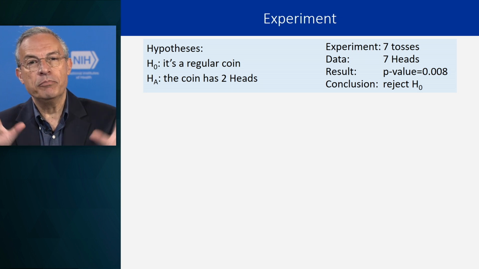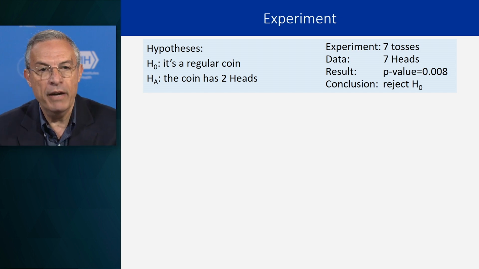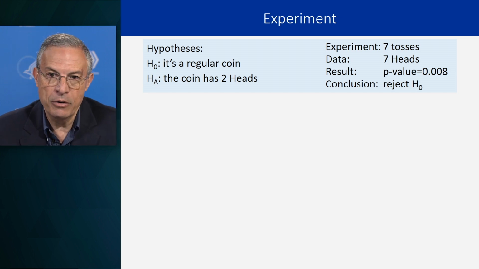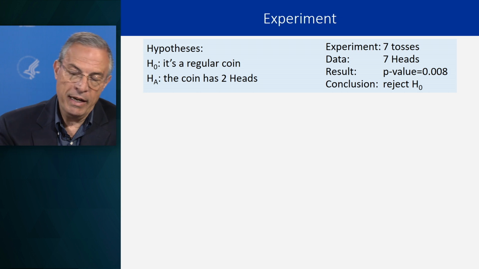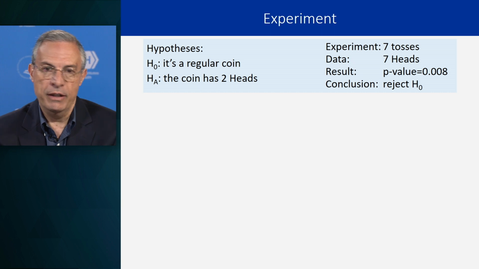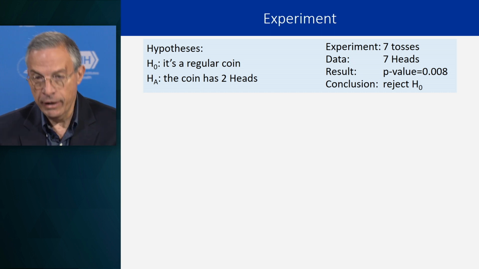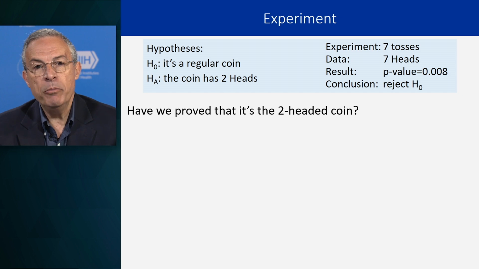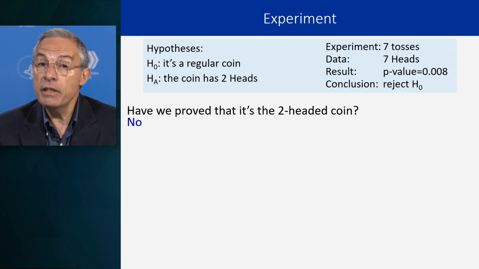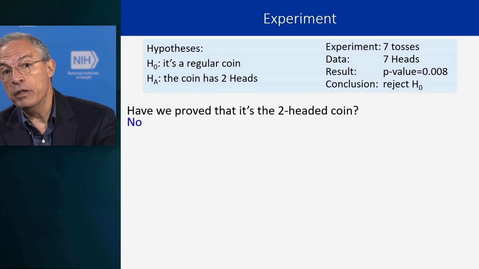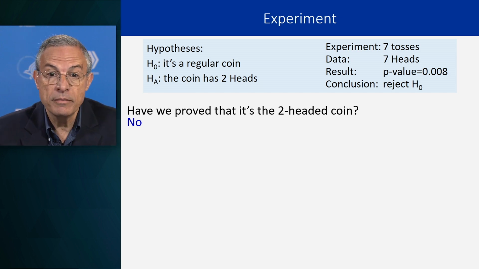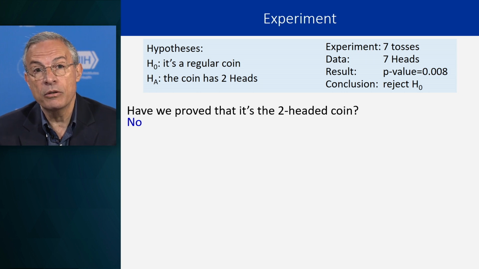So let's think about the whole thing. We have a hypothesis. The null hypothesis is the regular coin. The alternative is the two-headed coin. We did 7 tosses, got 7 heads. The p-value is 0.008. Conclusion, we reject H0. Now, have we proved that it's the two-headed coin? No. It could still be that I'm tossing the regular coin and it just, by chance, happened that 7 heads occurred. We haven't proved that it's the two-headed coin.